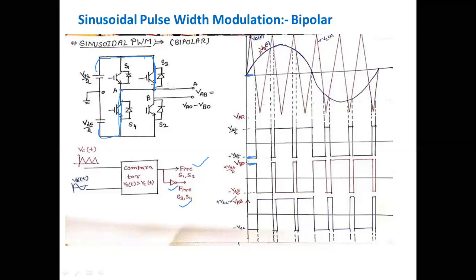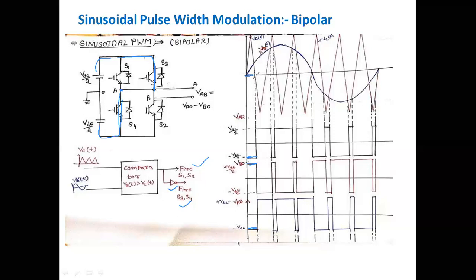Now if I want to draw VAB for this portion, then what? VAO minus VBO. If VAO is minus VDC by 2 and VBO is plus VDC by 2, so if I subtract VAO minus VBO, then I will get minus VDC. Okay. So I will get the minus VDC. So here you can see that VAB is minus VDC in this time period.